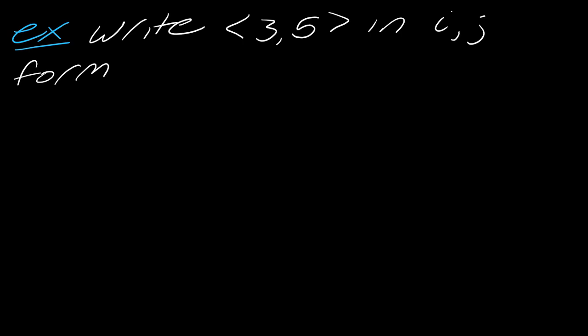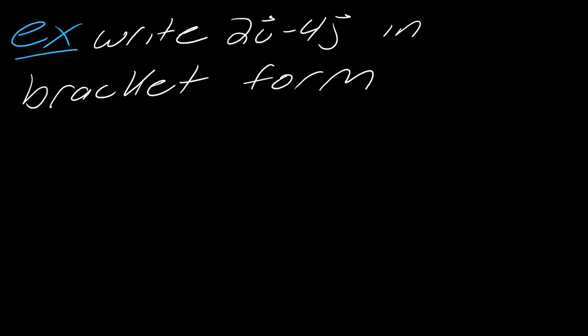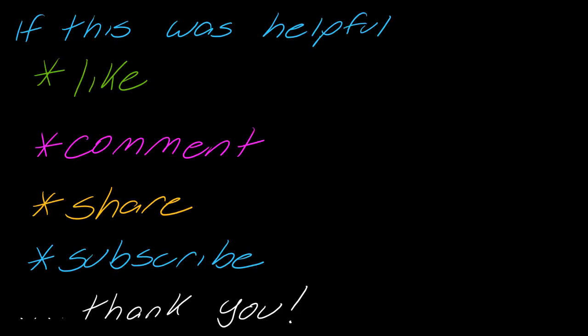So if I wanted to take this vector 3, 5 and put it into ij form, I would write it as 3i plus 5j. And then if I wanted to go the other way, say if I had 2i minus 4j and I wanted to put it back in bracket form, I would write it as 2, negative 4. So hopefully that makes sense. And okay, so that is your intro to vectors from the algebraic perspective.